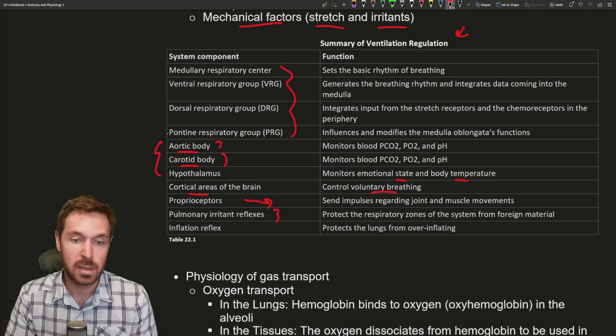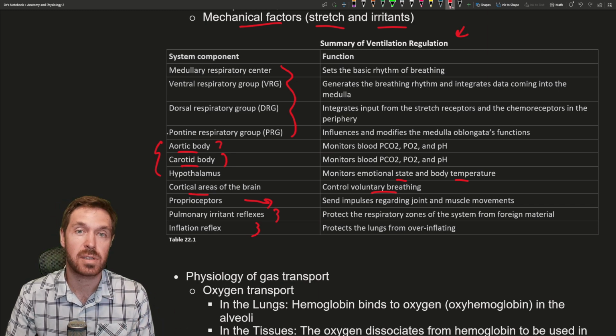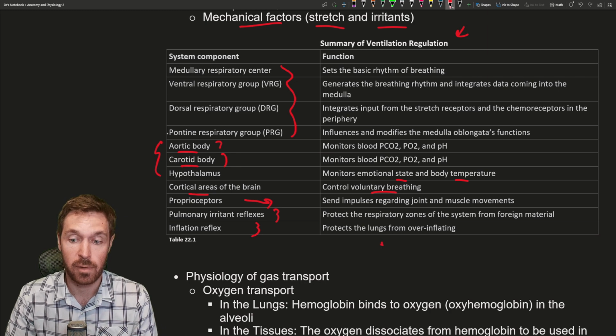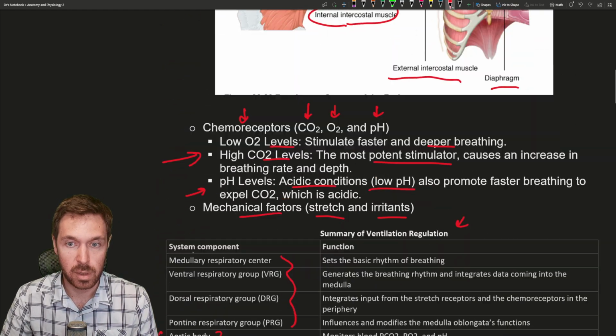And then pulmonary irritant reflexes and the inflation reflexes, like we just talked about, are just protecting the respiratory zone structures and also the lungs from overinflating. So that's just a little summary table. This table is also 22.1 in your book too.